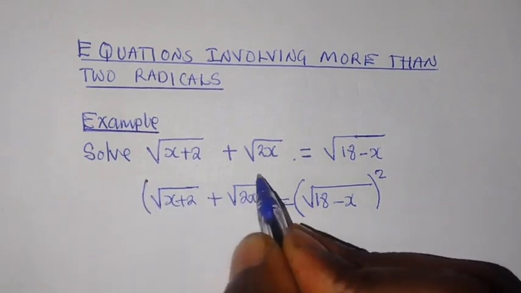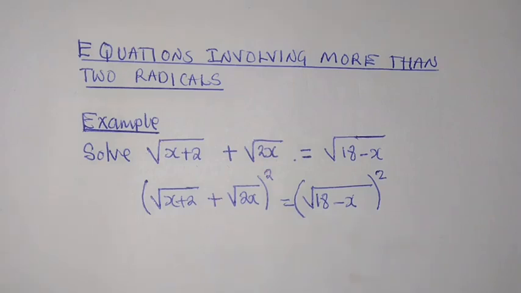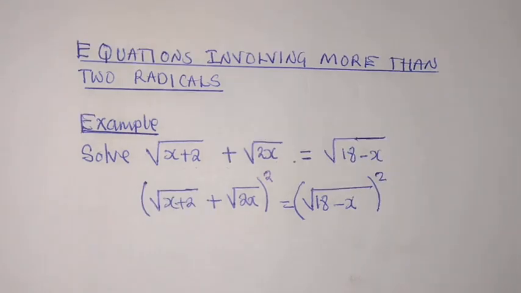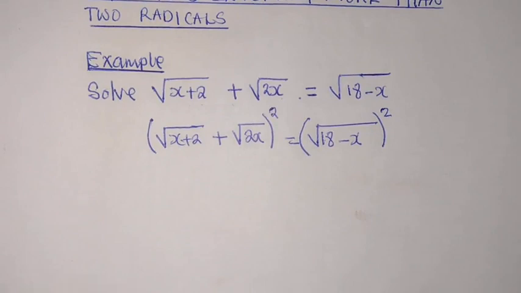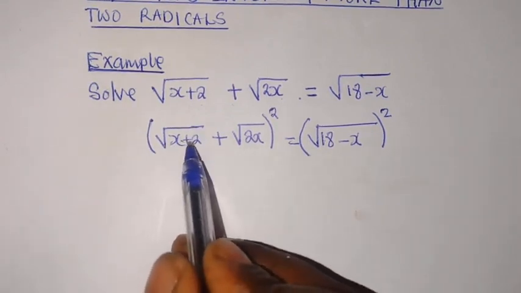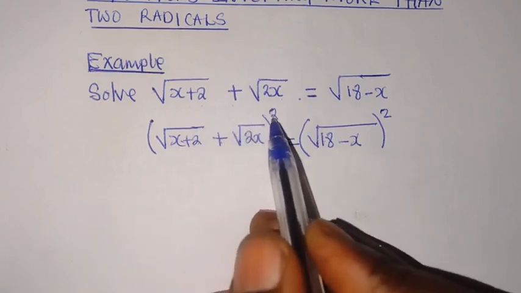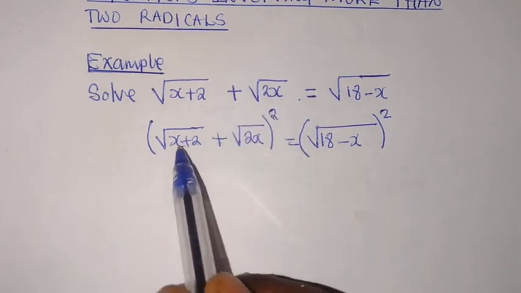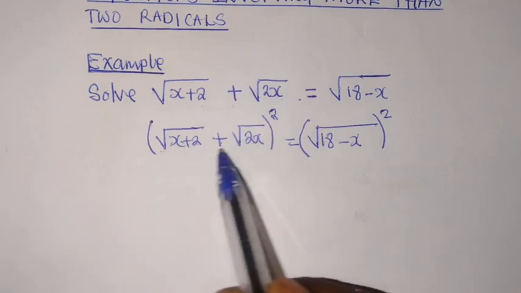Then we also need to square this side like this. So the purpose of squaring like this, we want to ensure that we isolate one radical on each side of the equation. Then it will be very much easier for us to find the value of x. Right, so from here, this is what we are going to do. So this side, root of x plus 2 plus root of 2x, this one is squared. So this simply means that we are multiplying this by itself 2 times.